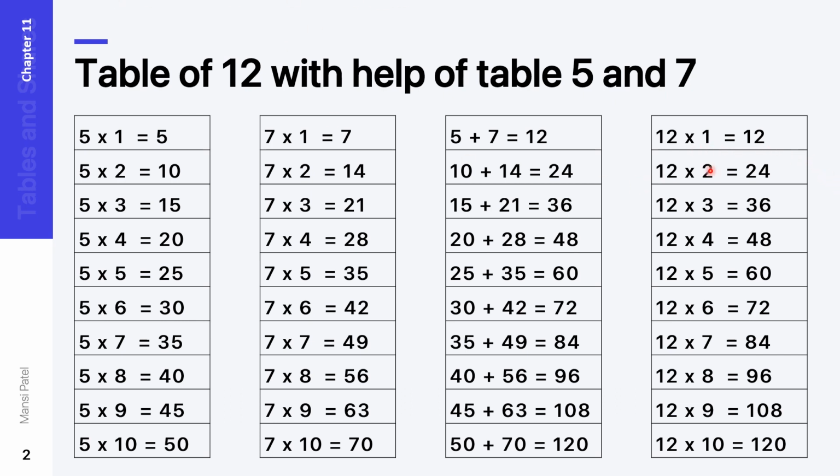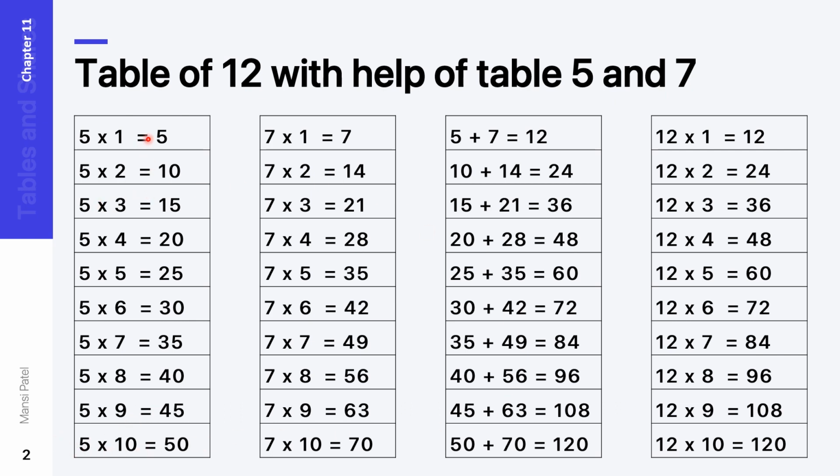12 ones are 12, 12 twos are 24, 12 threes are 36, 12 fours are 48, 12 fives are 60, 12 sixes are 72, 12 sevens are 84, 12 eights are 96, 12 nines are 108, and then in the last 12 tens are 120.